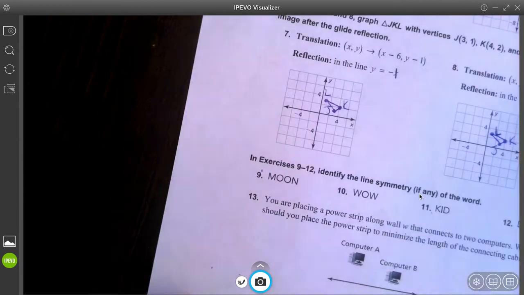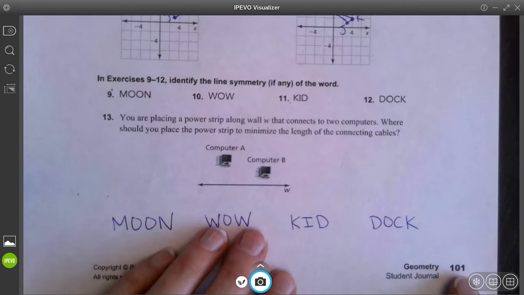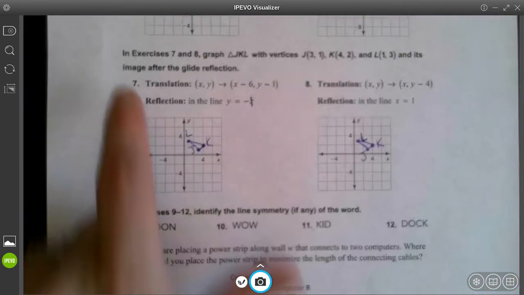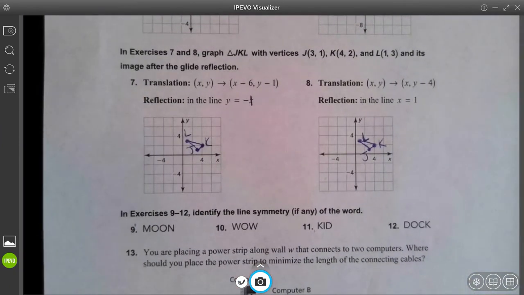In this video for lesson 4.2, we're on page 101, and we're going to be working through number 7, 8, 9, 10, 11, and 12. In exercises 7 and 8, graph triangle JKL.